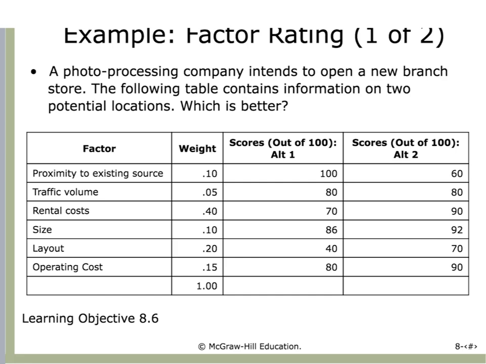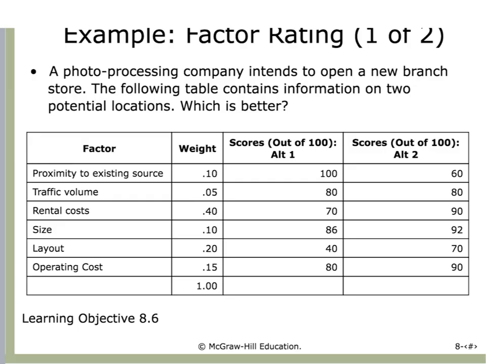If you were to look at alternative 1, or location 1, in terms of proximity to existing source, it got a score of 100 out of 100, meaning it's very close to your existing source. Location 2 gets a score of 60 out of 100. If you move down to rental cost, which has a weight of 0.4, location 1 got a score of 70, but location 2 got a score of 90, meaning the rent is more affordable than location 1.